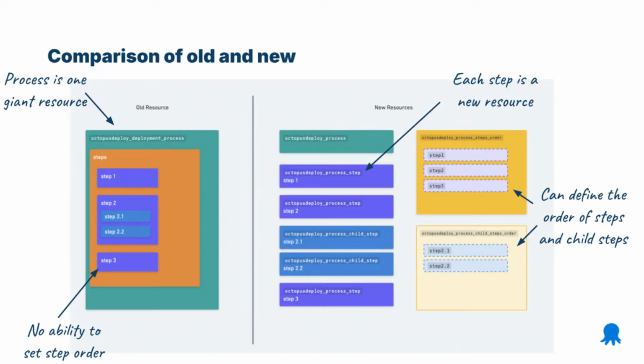So, a quick overview: the old one is just this giant property bag with a bunch of steps. You can't set any of the step order that you want to. In the new deployment process resource, each step is its own resource, as well as being able to set the order of the steps and the child steps. So that makes it much easier for all of you and me to now write all this Terraform code that maintains its order over time and is so much easier to maintain.